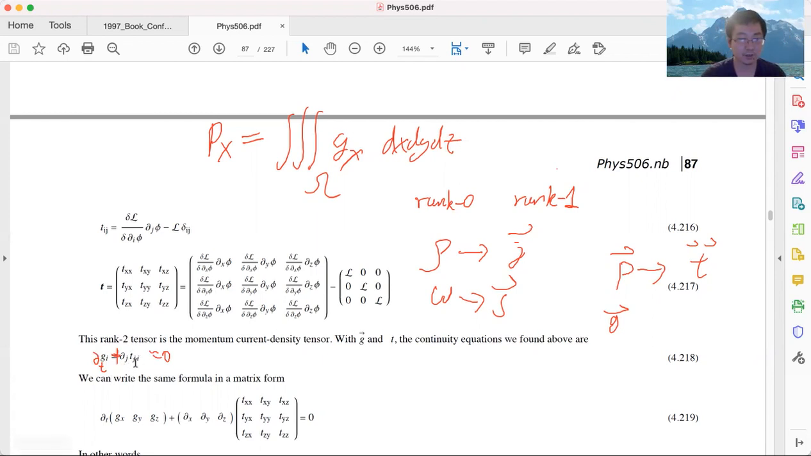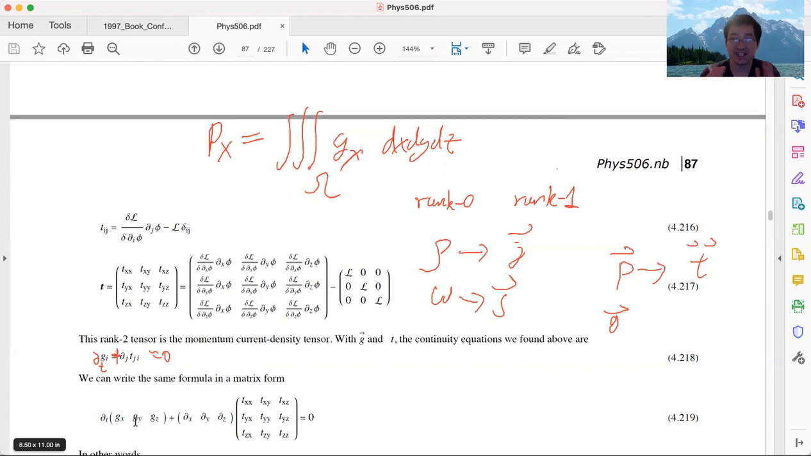And this continuity equation can also be written in this way. Well, we know G is a vector. And the spatial derivative is a vector. The first term is the time derivative of a vector, and the second term is the derivative vector times the 3 by 3 matrix. And derivative vector times the 3 by 3 matrix gives you a 3D vector. That 3D vector added to this 3D vector equals 0. That's the continuity equation for momentum.